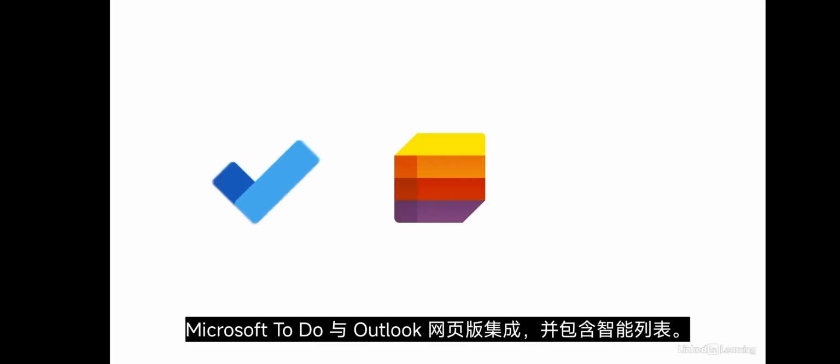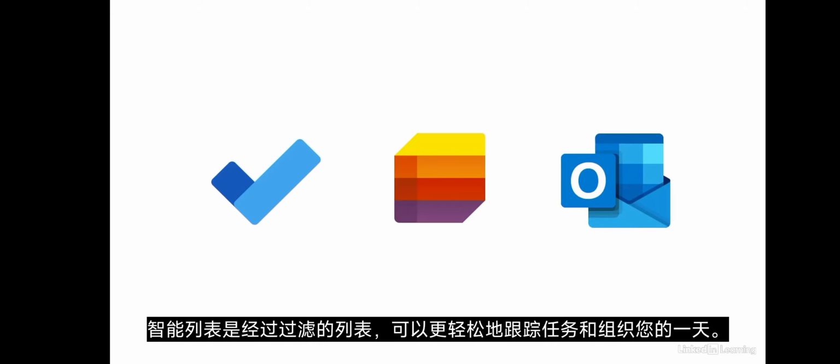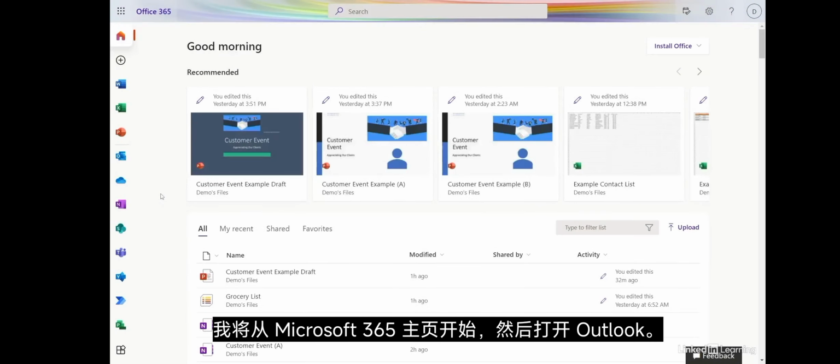Microsoft To Do is integrated with Outlook on the web and includes Smart Lists. Smart Lists are filtered lists that make it easier to track tasks and organize your day. With To Do integration, you can quickly organize your tasks by adding them to My Day, marking them as important, or adding them to new lists that you create. I'll start from the Microsoft 365 homepage and then open Outlook.